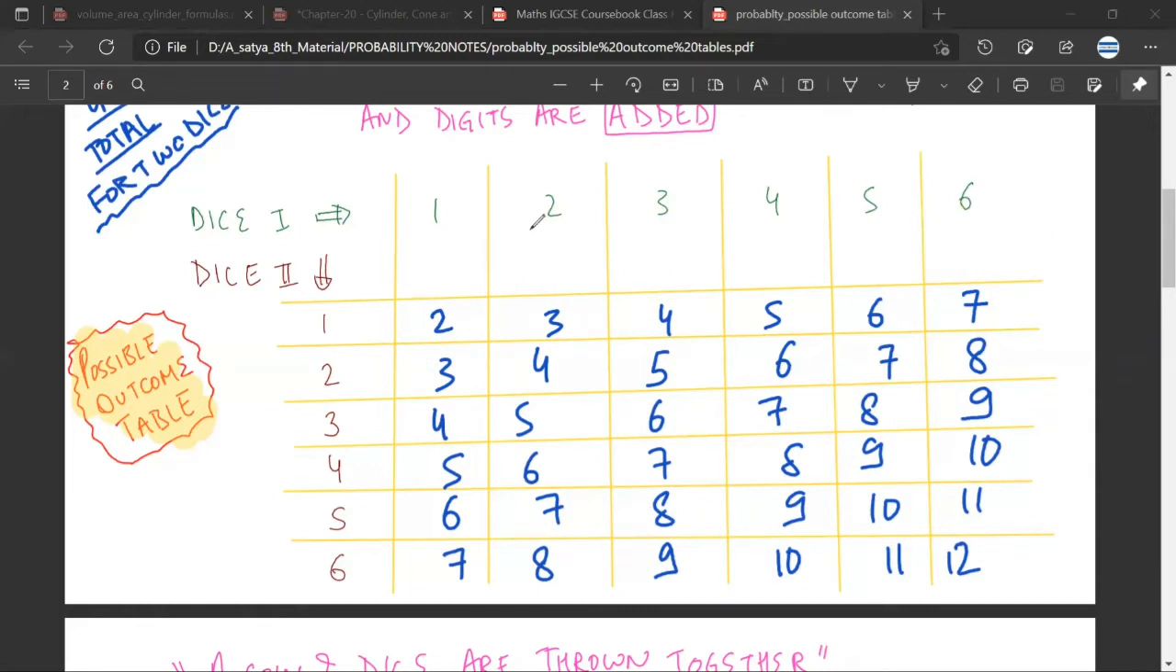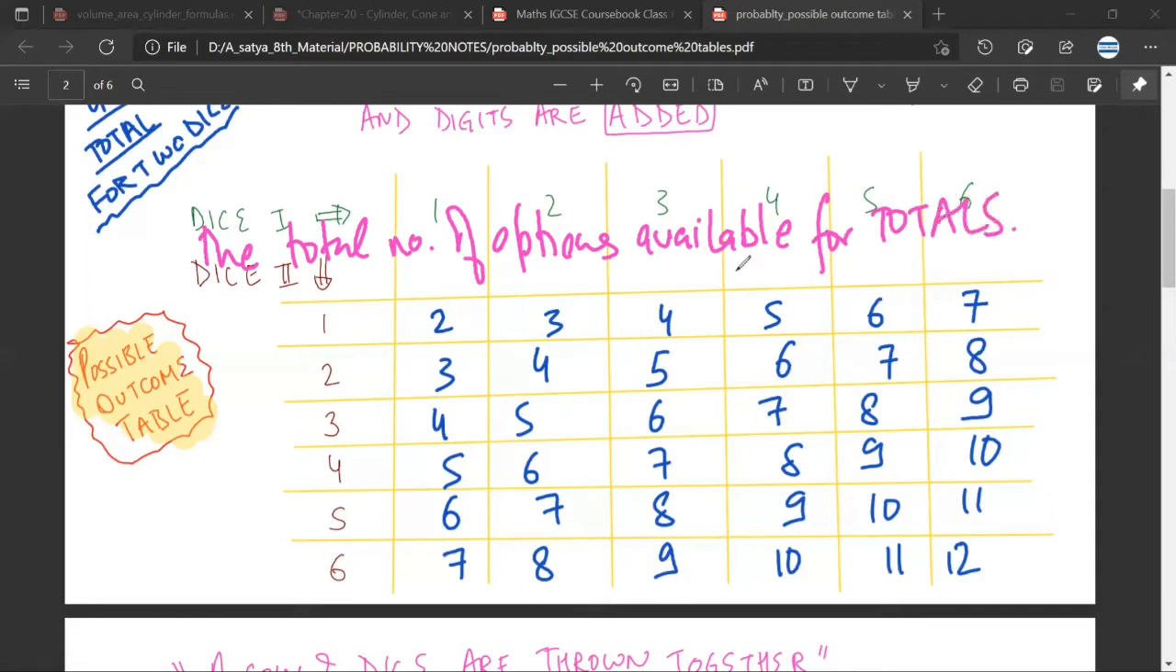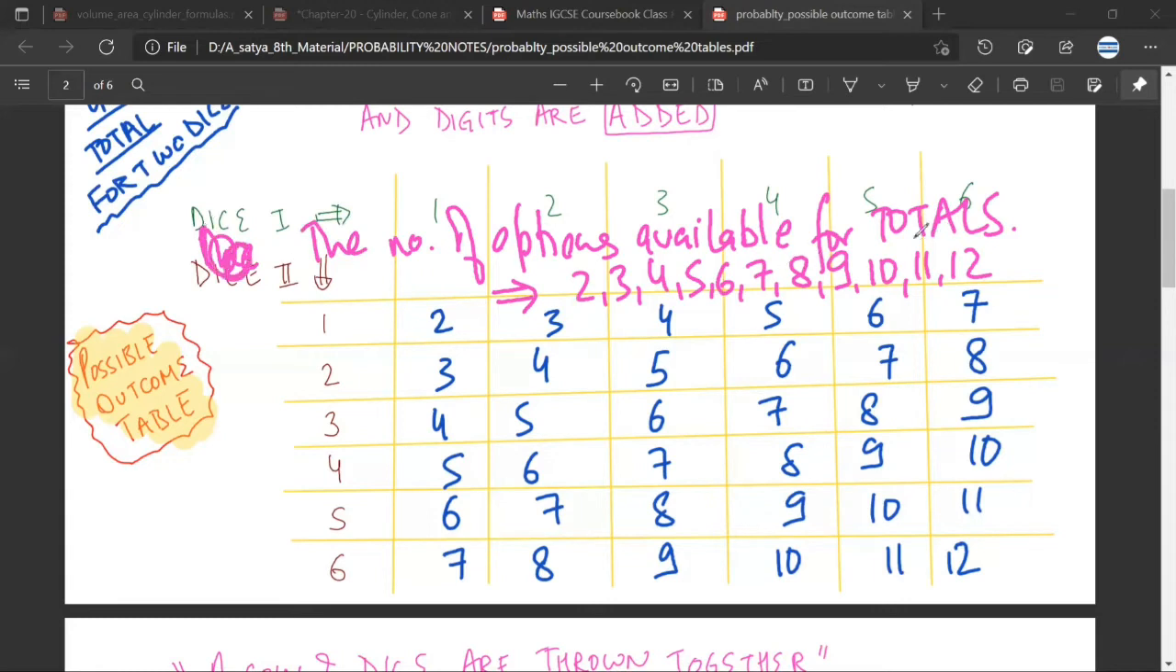Have you understood what I've said? Yes, sir. See, there are repetitions also, na? So we'll have to check the denominator, the total options. Let me write it like this. Satya, have you understood what I have written? See, the totals which are available are 2, 3, 4, 5, 6, 7, 8, 9, 10, 11, 12. Have you understood? Yes, sir. So these are the number of totals which are available. If we count these, it would be 1, 2, 3, 4, 5, 6, 7, 8, 9, 10, 11. So 11 totals are available. Any doubt till here? No.